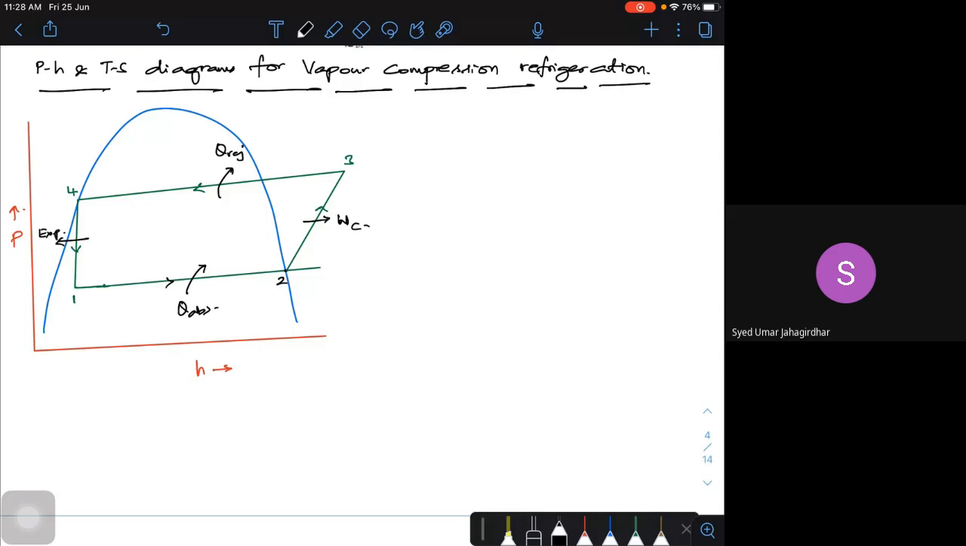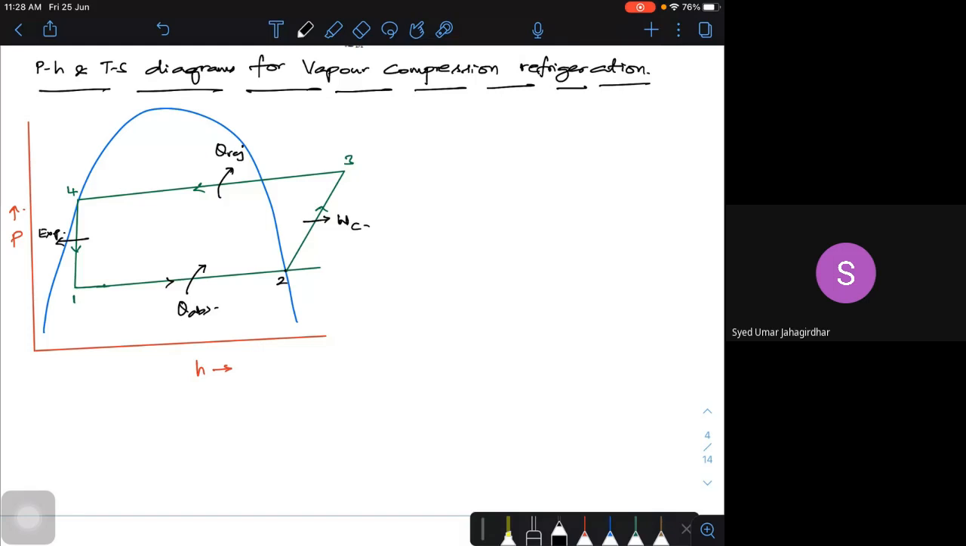Anyhow, in the expansion valve there is no work done here, because I'm going to use a capillary tube or something. Simply the refrigerant is allowed to pass through a small hole, so that it expands to a lower pressure.